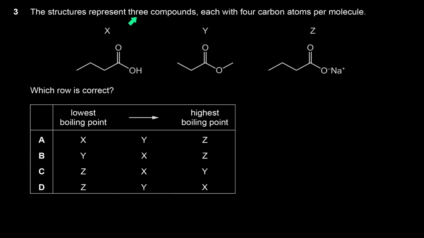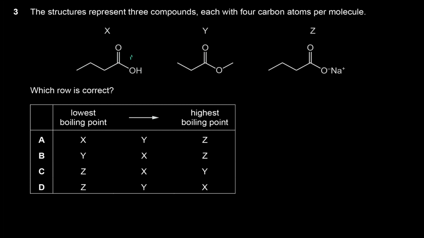The structures represent 3 compounds, each with 4 carbon atoms per molecule. Which row is correct? Which has the lowest boiling point and which has the highest boiling point? All right, so let's actually think about which one has the lowest boiling point over here. And we're going to start by identifying the strongest intermolecular force in each of these. What's the strongest intermolecular force in this carboxylic acid?